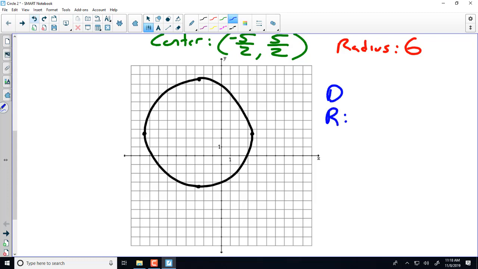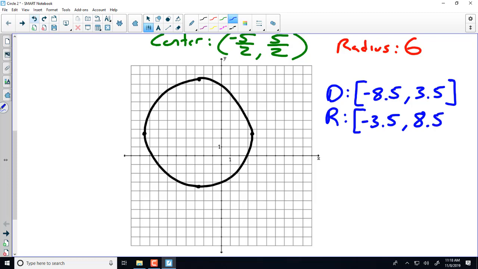So domain and range. The domain looks like it's going to go from negative 8.5 all the way to 3.5. You could use improper fractions or mixed numbers if you wanted. And the range looks like it's going to go from negative 3.5 all the way up to 8.5. And as I said, those are each 12 units long.